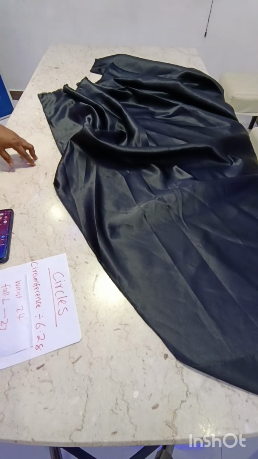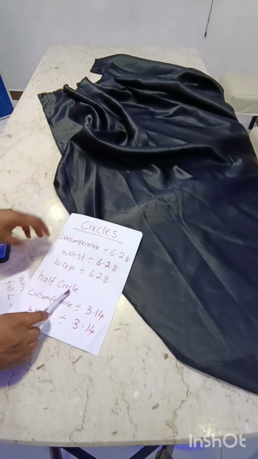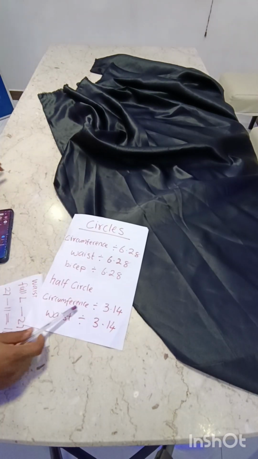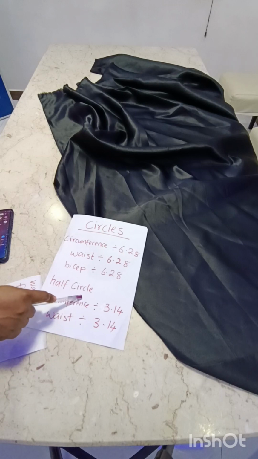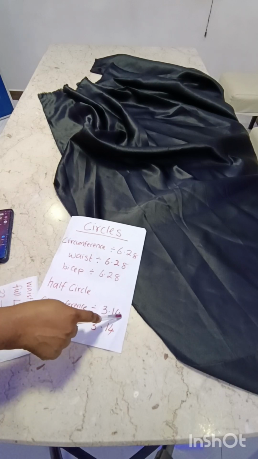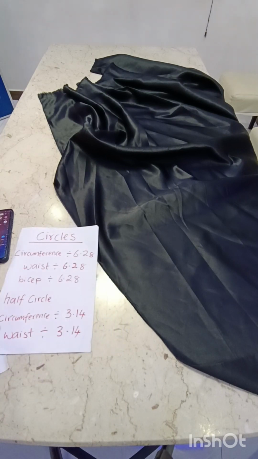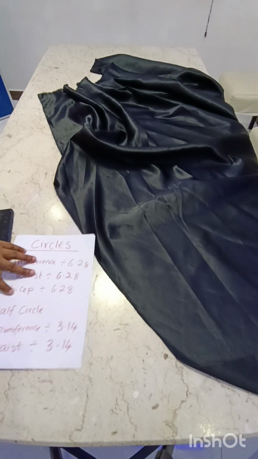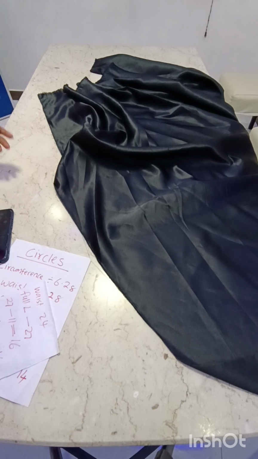And for this particular ball gown, we are going with a half circle. We are not going with a full circle. We are going with a half circle. And the formula to find a half circle is your waist divided by 3.14. So now, how do you know the amount of fabric to use?